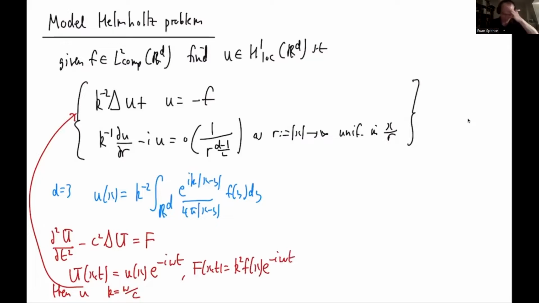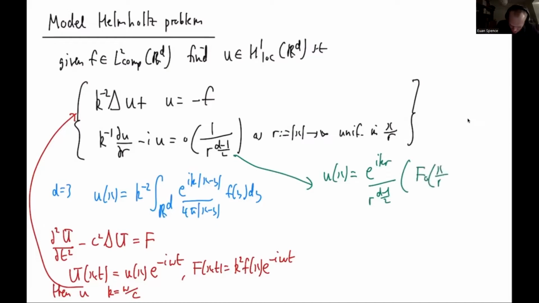Okay, so then I get my Helmholtz equation from the wave equation, and one can show that this radiation condition implies that u has the following asymptotic expansion for large r. So u of x is e^{ikr} over r^{(d-1)/2}, then some function, I put capital F_0 of x over r, a function of the non-radial variables, plus order 1 over r, as r tends to infinity.